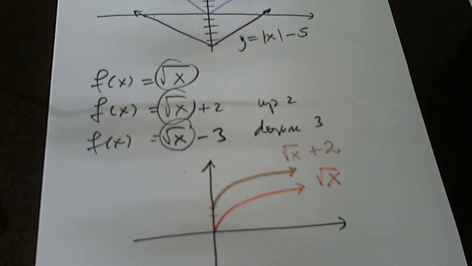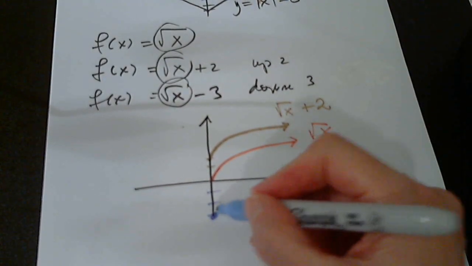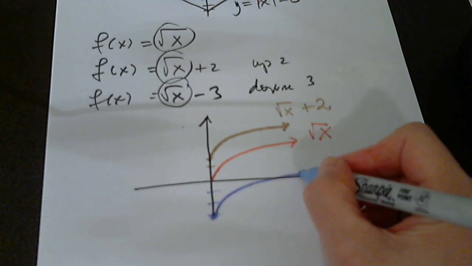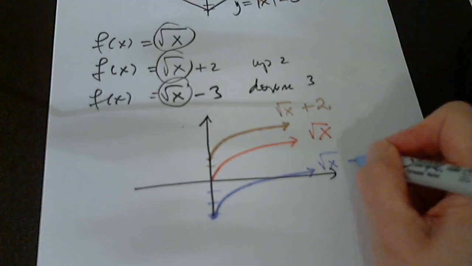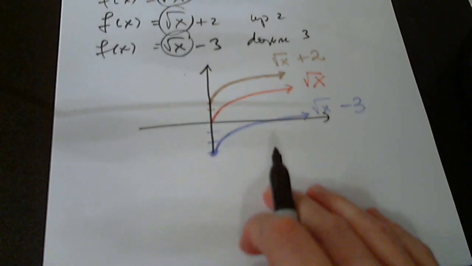And now I want to graph the square root of x minus 3. 1, 2, 3. The square root of x minus 3. Do we understand the vertical shift? We're going to have many examples, but do we understand the idea of the vertical shift? Yes. Okay, moving on.